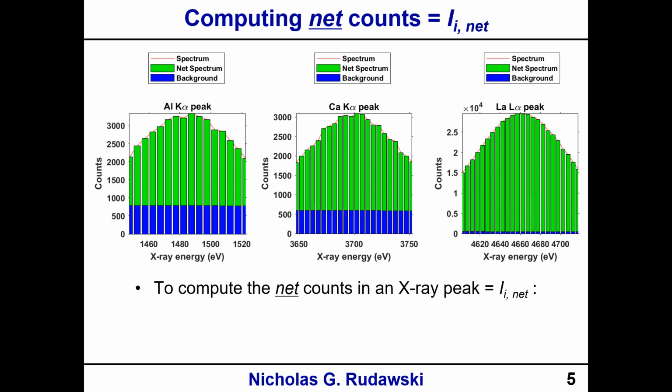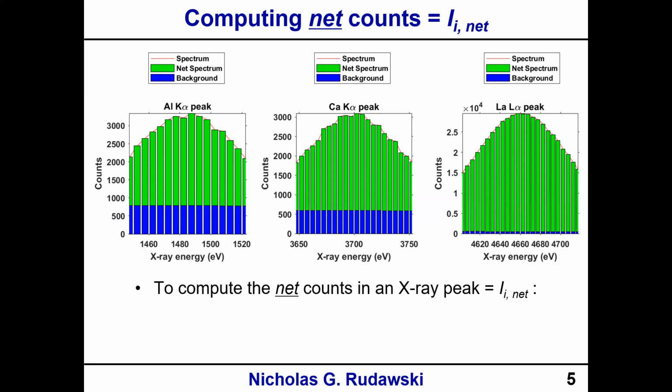Okay, so you can see I have, again, the red line is the spectrum. But then you can see underneath that I have bar versions of the plots. So I have the contributions from the background in blue, and then what's called the net spectrum in green. If you take the spectrum and subtract the background, you get the net spectrum. So that would be the green portion right there.